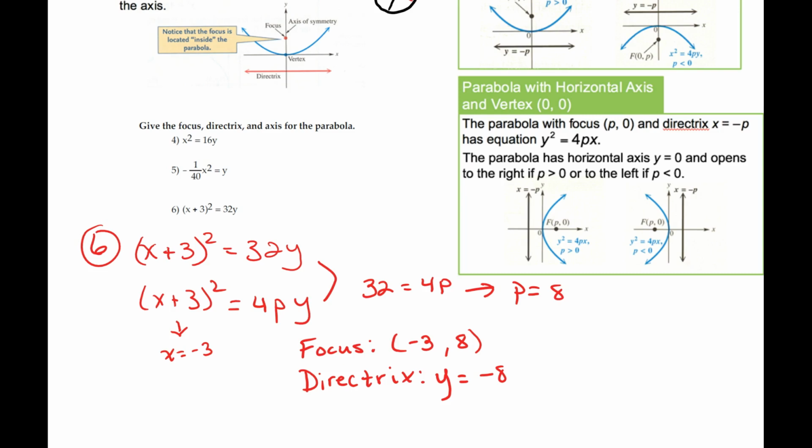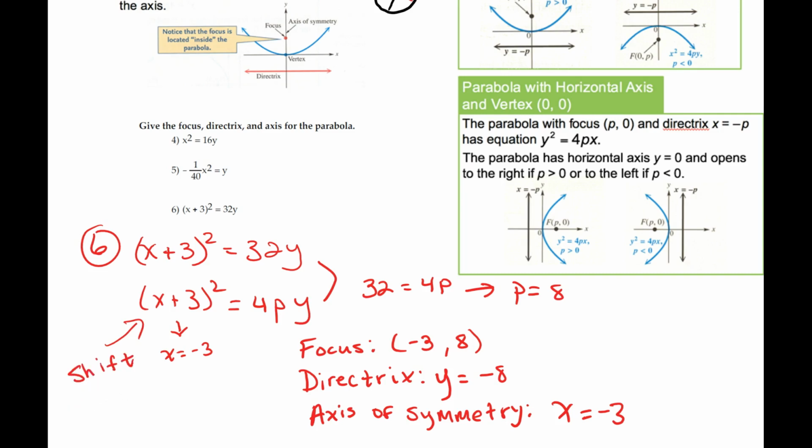Okay, and the axis of symmetry, we already mentioned it. The axis of symmetry is this vertical line x equals -3 that we computed from over here, because it is a shift. All right, it is a shift. All right, let me fix that for you.